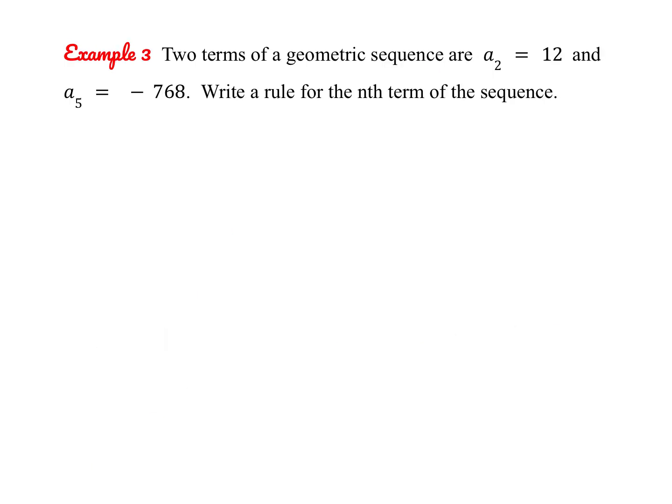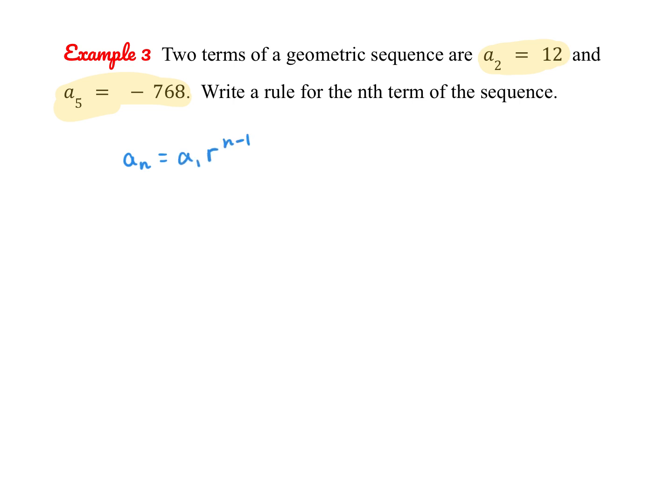All right, so now we're going to try one of the trickier ones, which is when they don't give us the common ratio or the first term. But here they do tell us that 2 terms of a geometric sequence are a sub 2 equals 12 and a sub 5 equals negative 768. So there's 2 different ways we can do this. So the first way I'm going to show you is creating a system of equations.